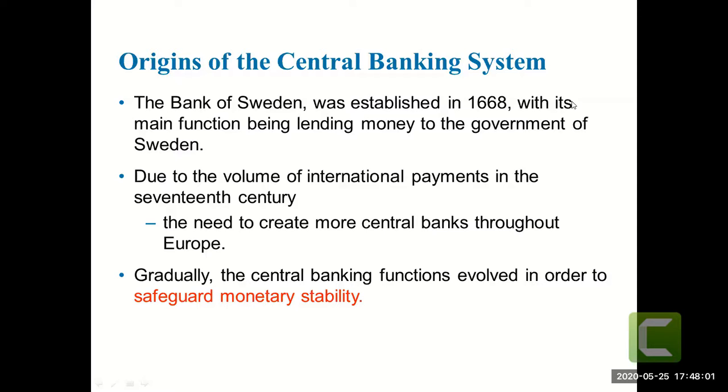Gradually, central banking function transformed into safeguarding monetary stability. The first was the lending function, the second was the international payment function, and third, in order to stabilize prices or monitor monetary stability, to monitor inflation. Monetary stability means making the currency stable and predictable, to control inflation. So, according to the time and necessity, the role of the central bank has changed.